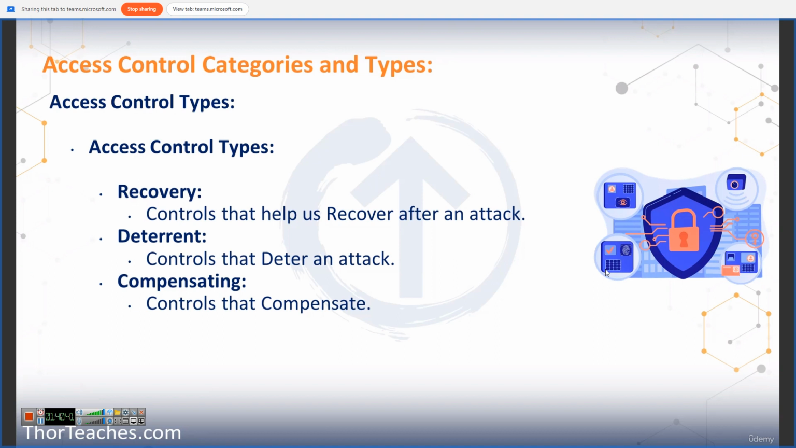And then finally, compensating controls. Those are the controls we implement when none of the other controls are feasible. They are either physically impossible, they're too expensive, it's just something we can't or won't do. Then we implement compensating controls to get the security posture that we need.